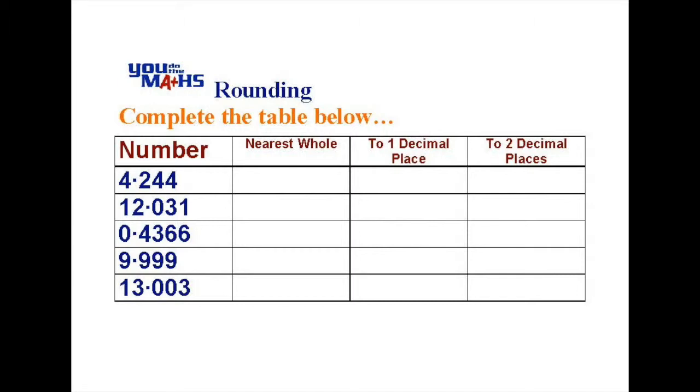Here we're looking at a new table. The principle is exactly the same. We're looking at rounding to a nearest place value, but in this case it's to one decimal place, two decimal places, as well as the nearest whole number. In the first case, look at the number 4.244.